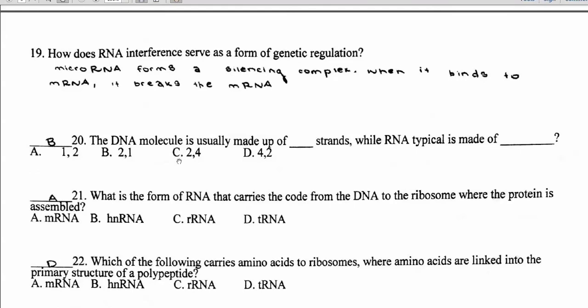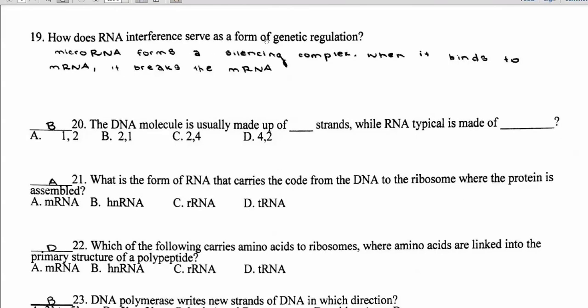Okay. How does RNA interference serve as a form of genetic regulation? Well, what RNA interference does, you have this hairpin loop of RNA that's formed, and then it's spliced up, and then you have two together. They end up splitting apart, and you have just this microRNA. It's a little chunk, like 12 nucleotides long, of RNA. And what it does is it joins with proteins to make what's called a silencing complex.